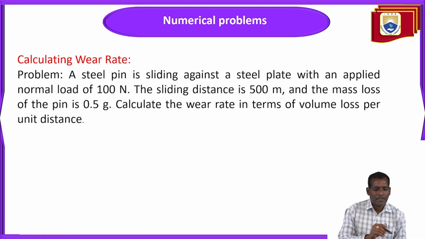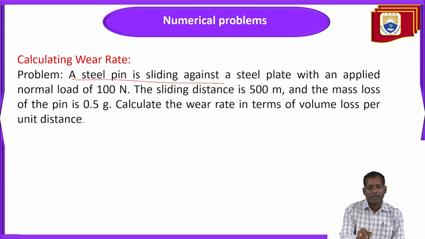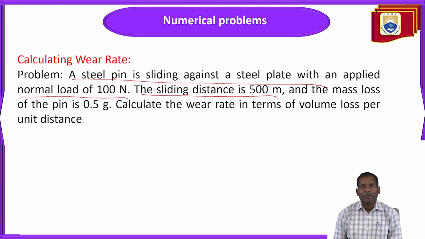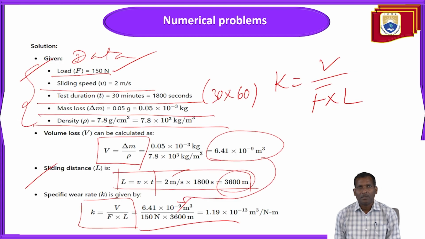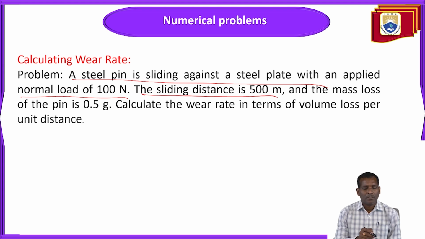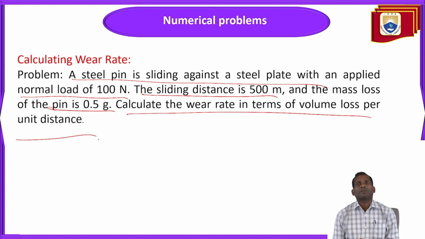Next, calculating wear rate. Here one more problem is given. A steel pin is sliding against a steel plate with an applied normal load of 100 newtons. The sliding distance here is given as 500 meters. In the previous problem, the sliding distance was not given, the sliding speed was given. The mass loss of the pin is given as 0.5 gram. Calculate the wear rate in terms of volume loss per unit distance.